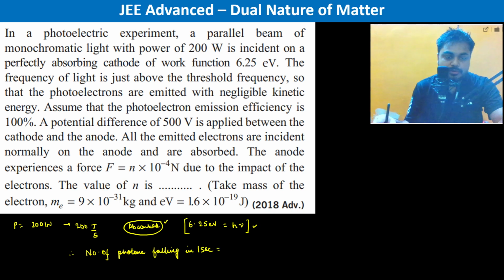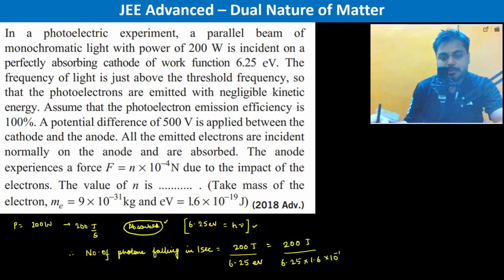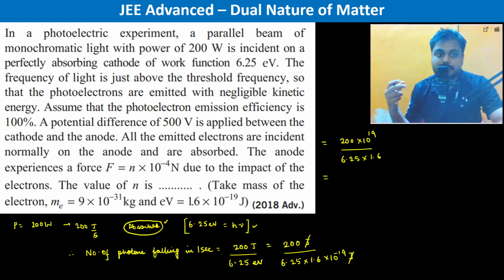The number of photons in 1 second is equal to 200 joules divided by 6.25 electron volt, which is equal to 200 joules divided by 6.25 into 1.6 into 10 to the power minus 19 joules. So how much is it? 200 into 10 to the power 19 by 6.25 into 1.6. Joules and joules are gone. 6.25 into 2 is 12.5, 12.5 into 2 is 25, 50, 100, 200.